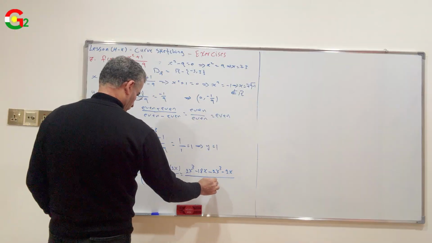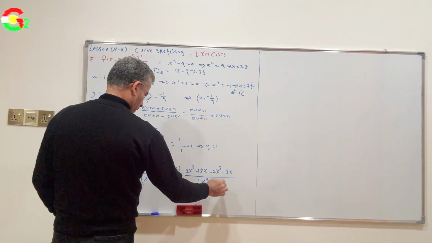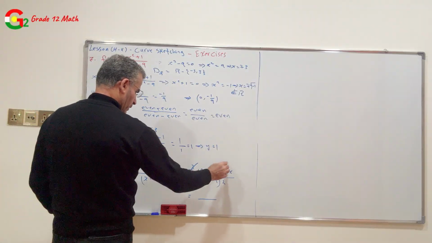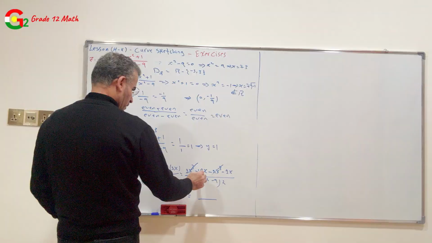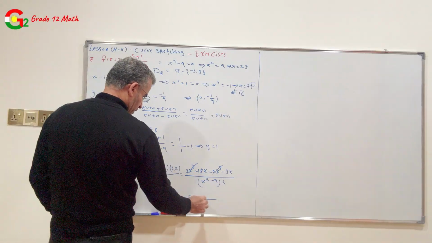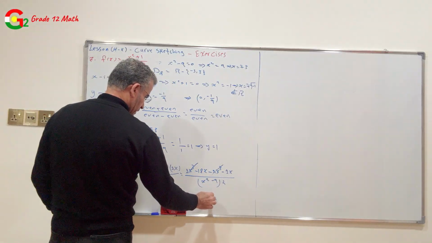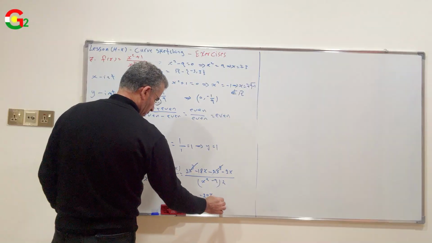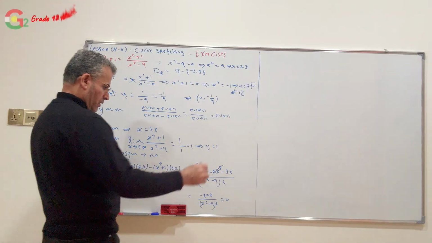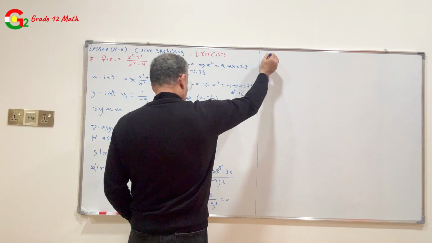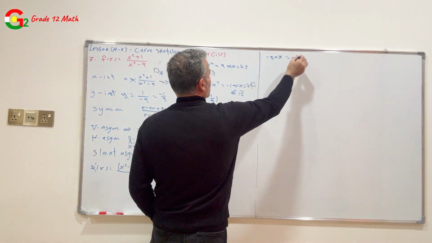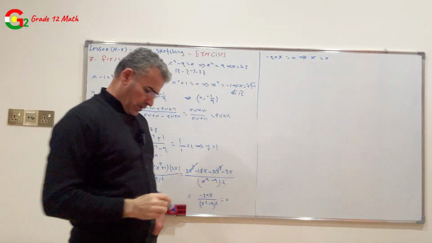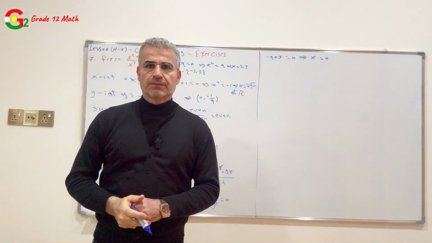Over (x² − 9) all squared, equals 2x³ − 2x³, negative 18x minus 2x, negative 20x over (x² − 9) all squared. Set it equal to 0. Cross multiplication, then −20x equals 0. It means x equals 0 is the critical point for this function.